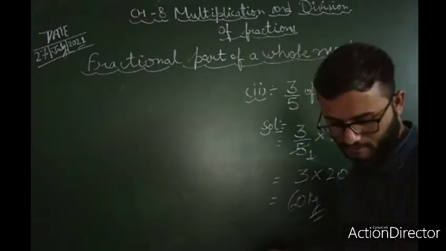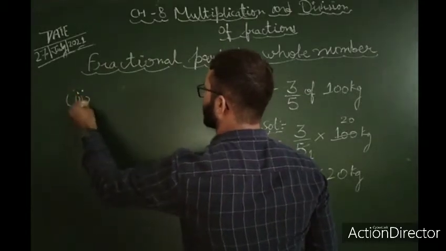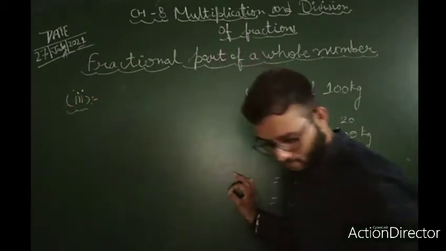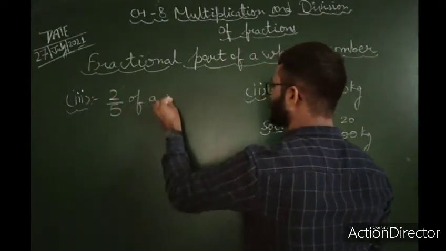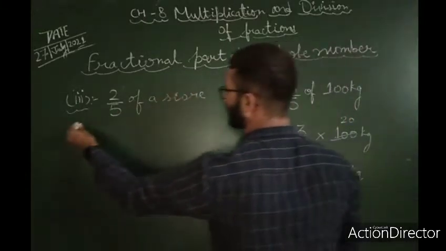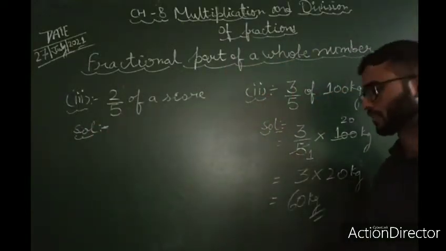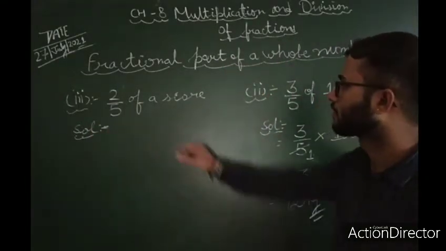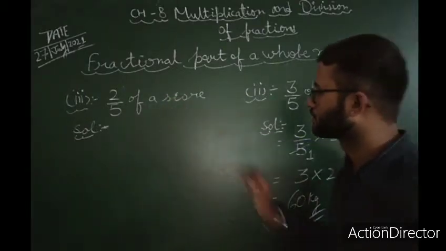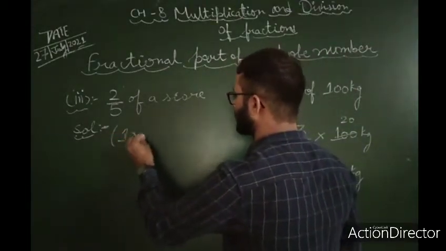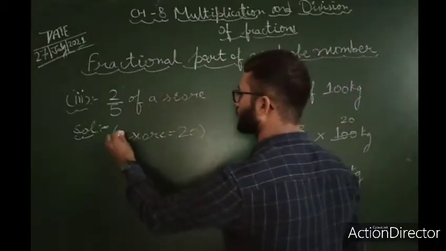Now here we take another example. 2/5 of a score. Two upon 5 of a score. And dear students, remember one thing here, one score is equal to 20 items. So here we write one score equals 20, right? One score equals 20.